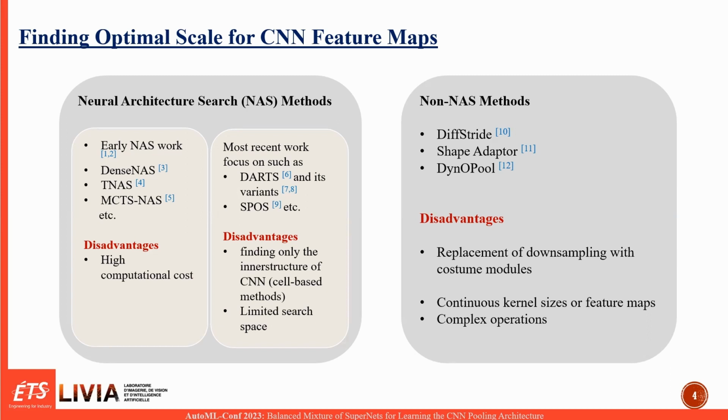This search space has become very popular in recent years because it's more efficient, and many influential works such as Darts and others work in this search space. However, this search space is limited and excludes the pooling configuration. Some works outside the NAS framework also try to tackle the problem. However, they often require replacing downsampling operations, complex operations, and continuous feature maps or kernels.